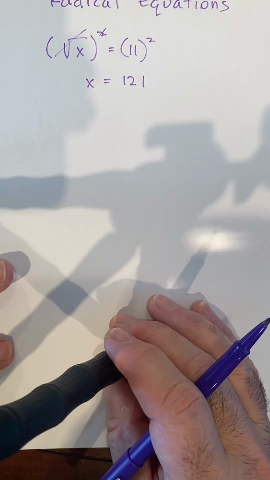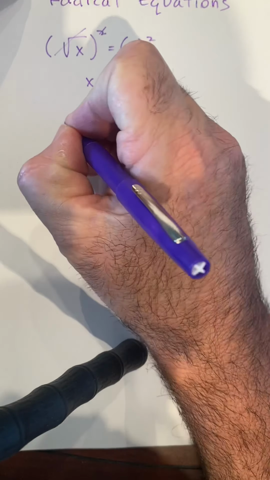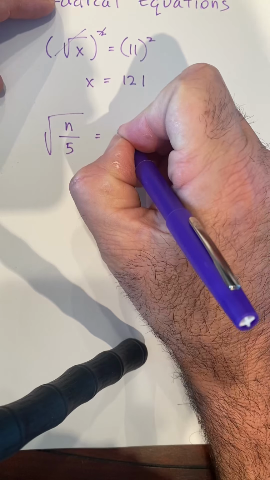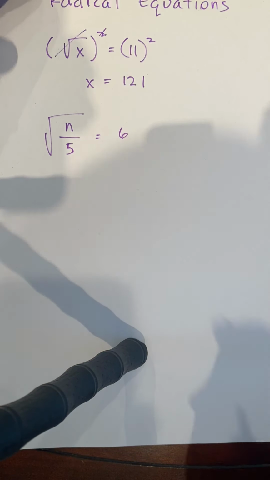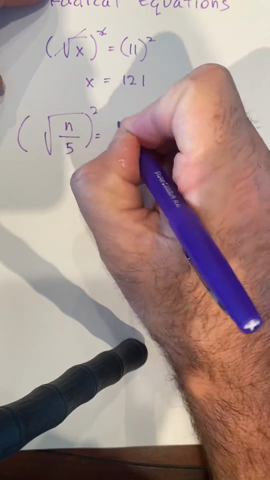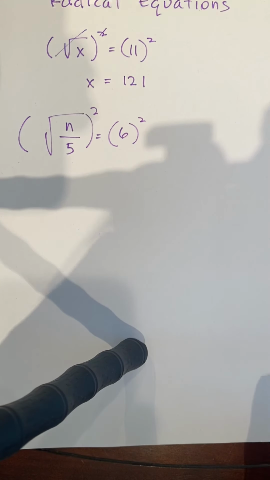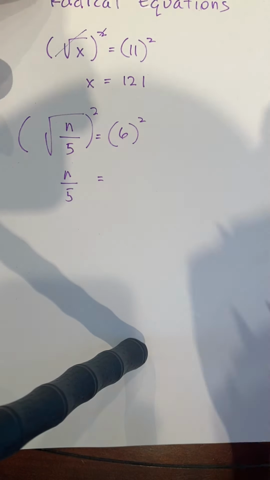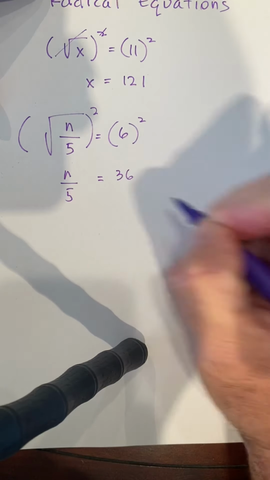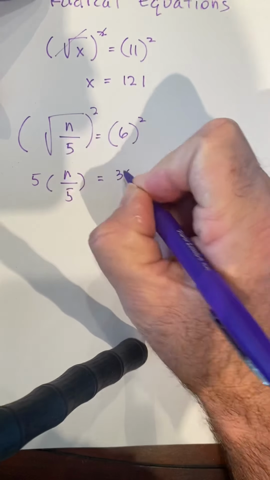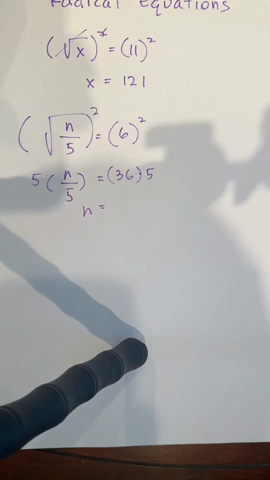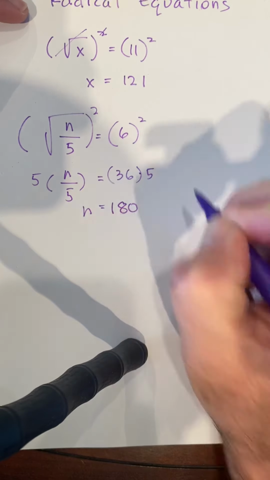Okay. Here's another example. Let's say we have the square root of n over 5 equals 6. So here, again, start by squaring both sides to get rid of the radical. So I have n over 5 equals 6 squared, which is 36, and then multiply both sides by 5. So let's see, 30, that's 150, and 30, that's 180.